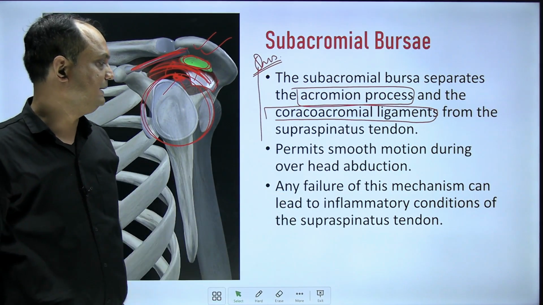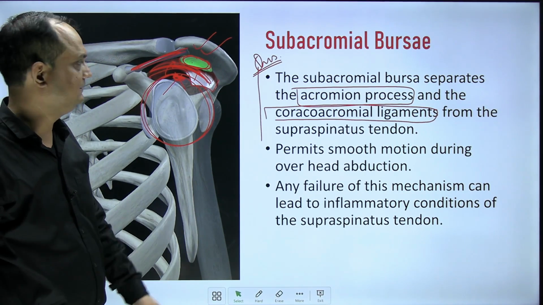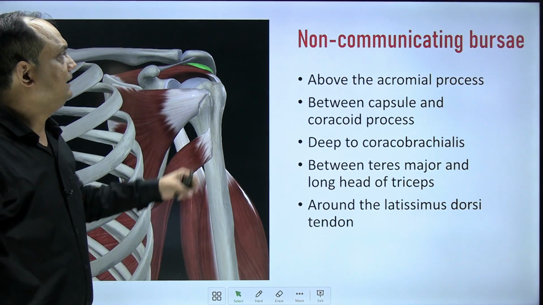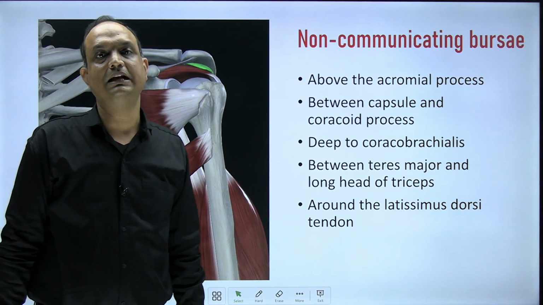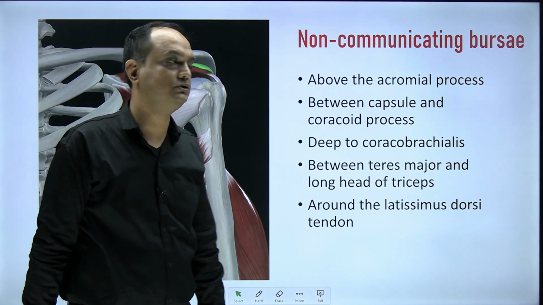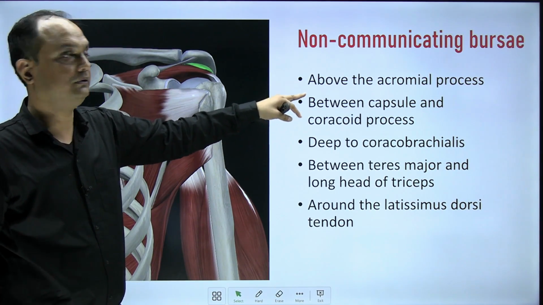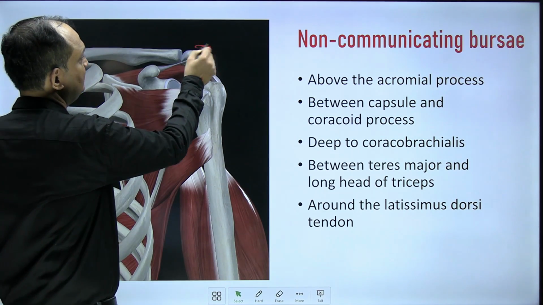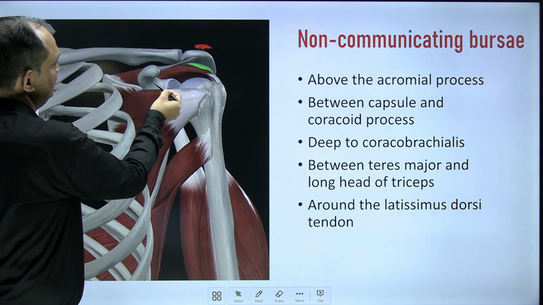Any failure in this mechanism can lead to inflammation in the bursa, which we will discuss in the coming slide. Now, there are non-communicating bursas also. Non-communicating bursas means that they do not have any relation with the synovial cavity of the joint. These lie above the acromial process. That means you may have a bursa here. Between the capsule and the coracoid process, you will have a bursa here.